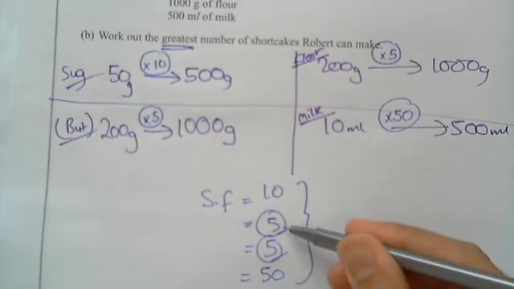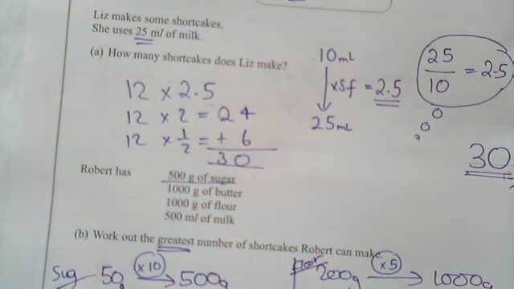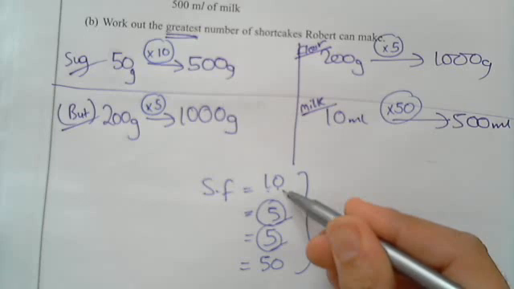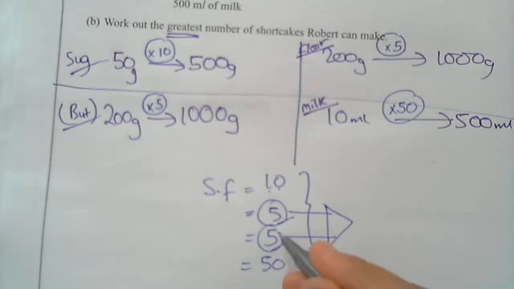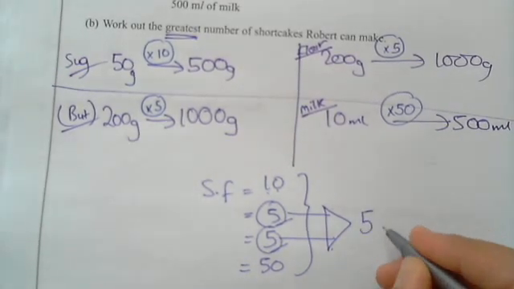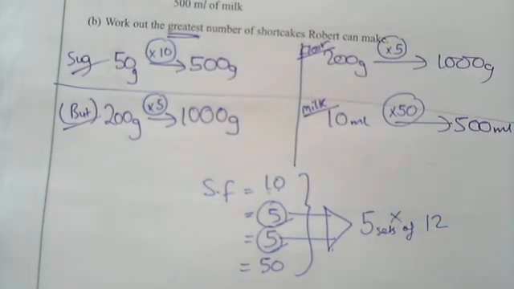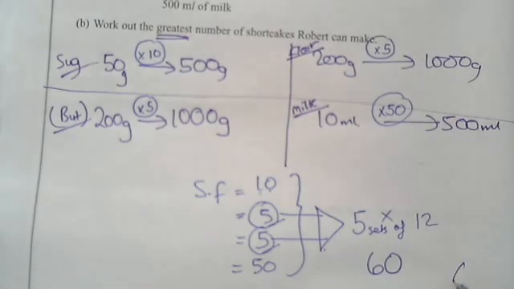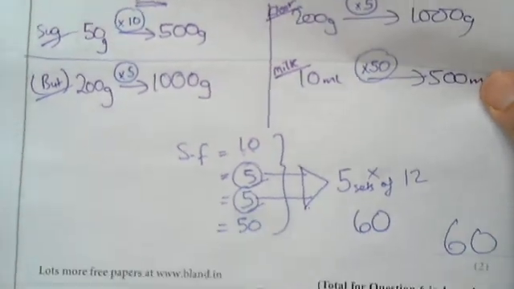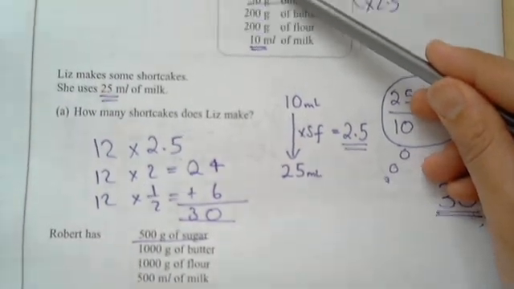So if we got enough for 5 more lots of 12 shortcakes, that's all we got ingredients to make. So here we got surplus ingredients. Here we got surplus for the 5, surplus 5. So we have to choose 5 lots of 12. So 5 times by 12 will give us an answer of 60. So the answer for this one is we have enough ingredients for 60 shortcakes, or 5 times what's needed to make 12.